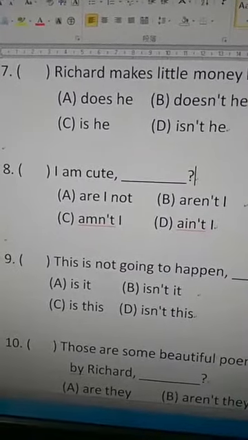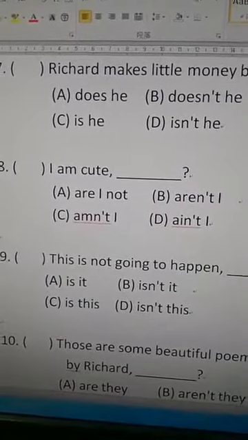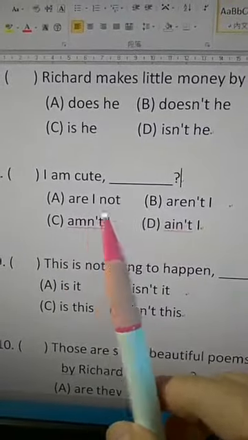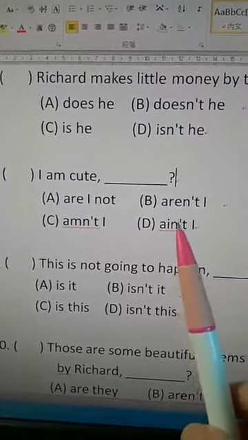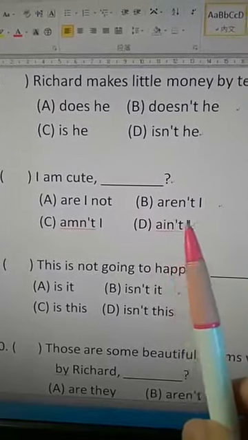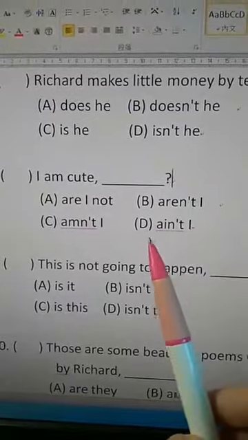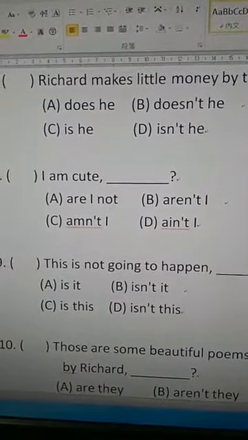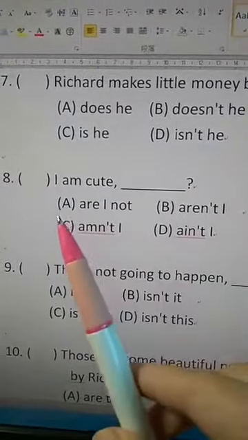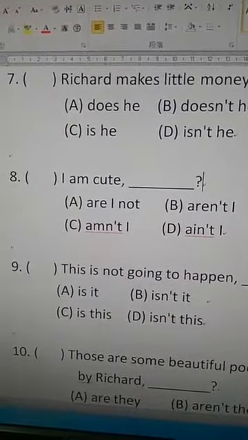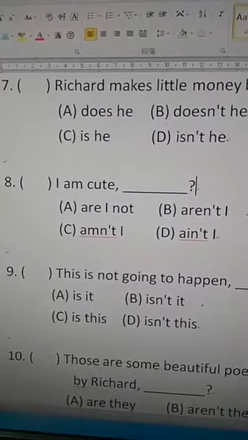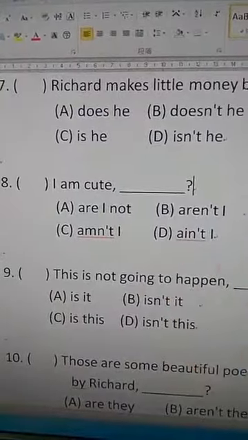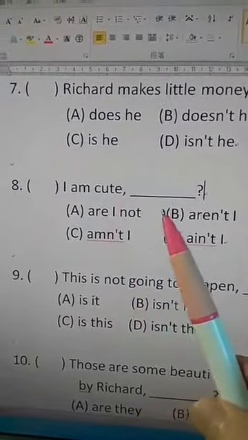Let me tell you, C and D are incorrect because we don't have a word like this, and we don't use this word very often. Actually, in some colloquial English, we use this word. But we never use this word in a very formal essay or paragraph. So I think the answer is A or B. What is the answer for number 8? Cross out C, cross out D, you can only choose between A and B. What's the answer?